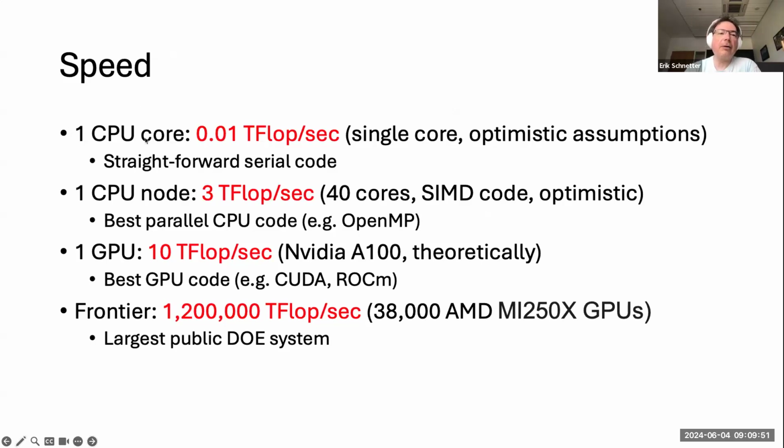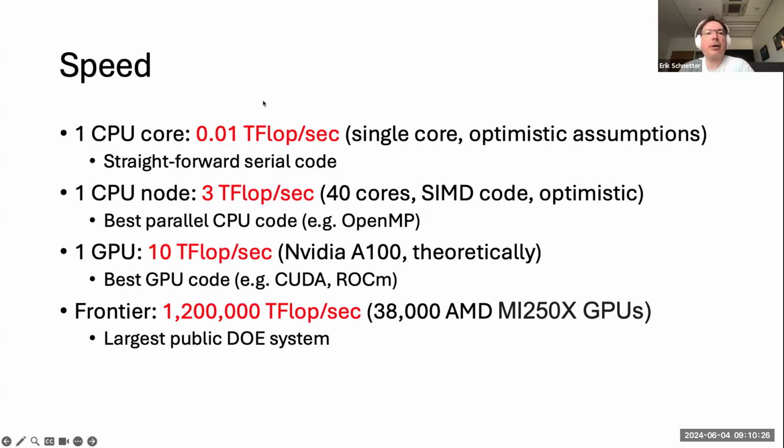If you have running on one CPU core, I assume you see my mouse pointer, and we make some optimistic assumptions that the CPU core runs on, say, 2.5 gigahertz, and there are certain instructions that can do a multiplication and an addition at the same time. It's called a fused multiply-add. So let's assume we have these, and modern CPU cores are so-called superscalar architectures. That means they can execute 2 or more instructions at the same time. If you make these assumptions, then you can run at about 10 gigaflop.